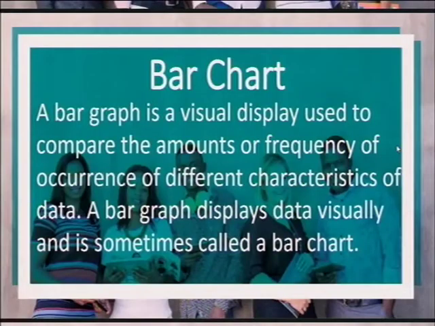Okay, let's start with a bar chart. Now, a bar chart graph is a visual display. It is used to compare the amounts or the frequency of occurrences of different characteristics of data. A bar graph displays data visually, and it is sometimes called a bar chart. Now let me explain what that means.